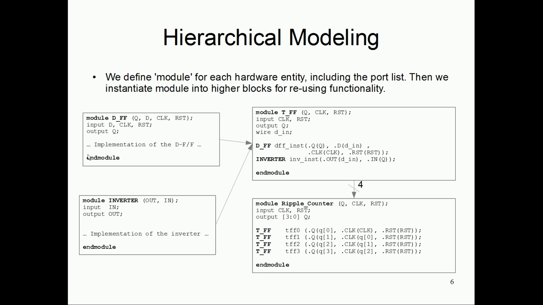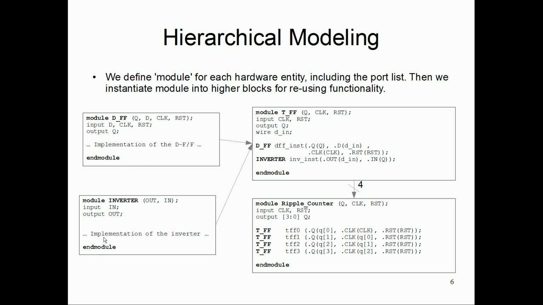So any entity is defined within a module block. We give a module name, like D flip-flop in this example, a port list, and then we clarify which port is what type, then some implementation code, and then we end this entity definition with endmodule. Similar for the inverter module, we name it inverter. The port list is just one input and one output port, out and in. Then we clarify which port is what type, some implementation, we'll see later, and then endmodule. So we define that entity.